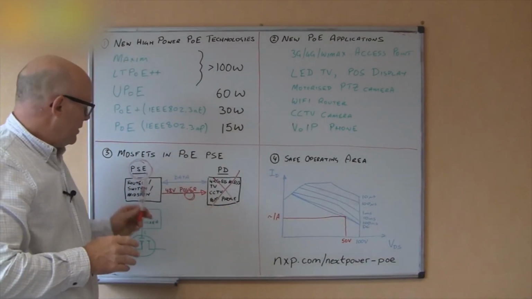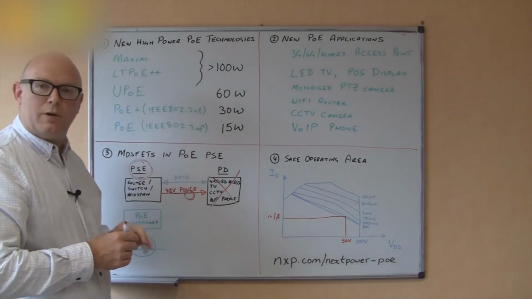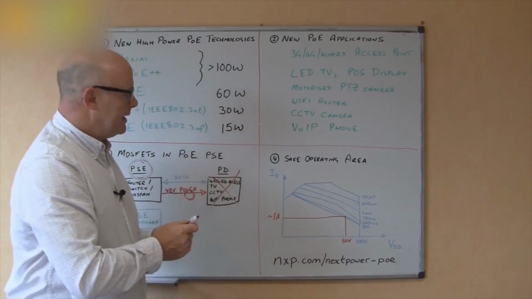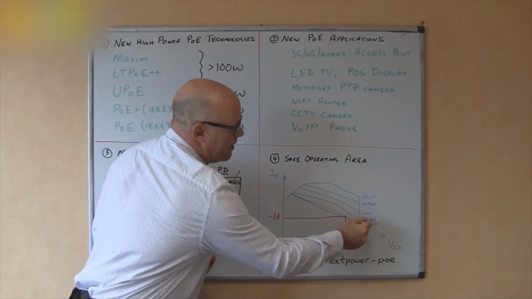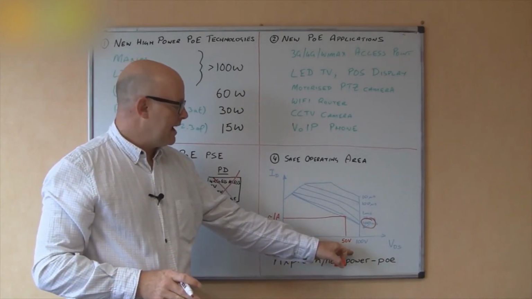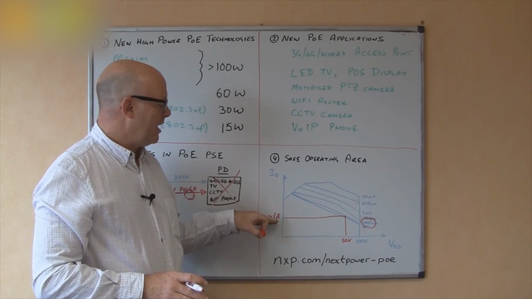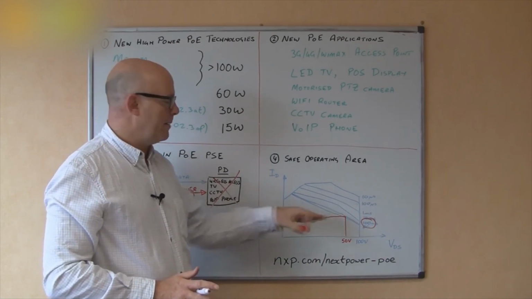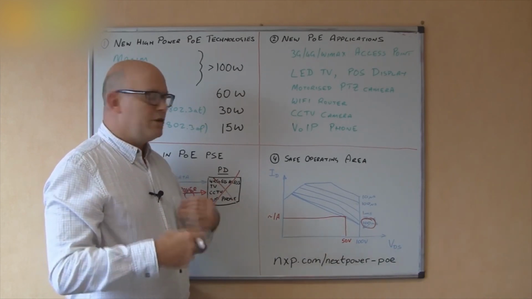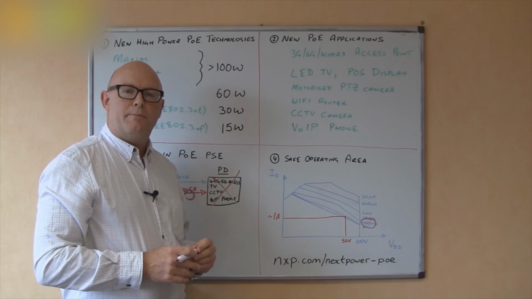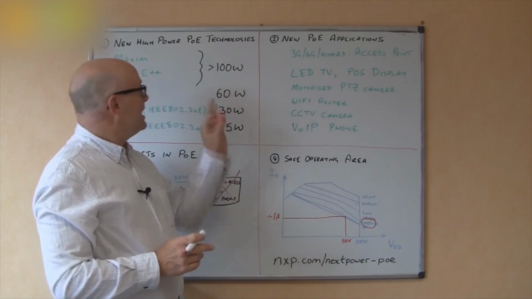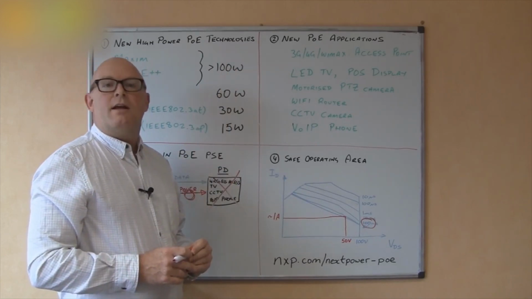So for the higher power end of the PoE type application, what we're looking for is something that can survive something like 100 milliseconds at a 50 volt VDS and is able to handle about an amp. If you can handle an amp for about 100 milliseconds with 50 volts across it, then you can be assured when you design your PSE equipment that it will safely be able to handle the fault conditions even in these high power applications.